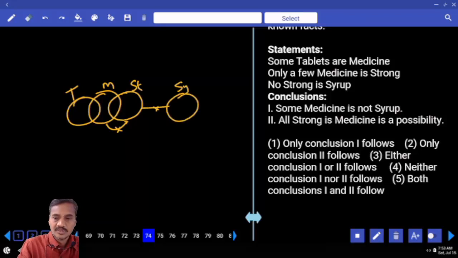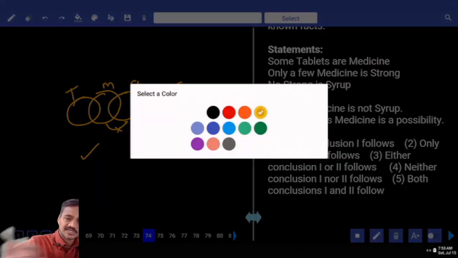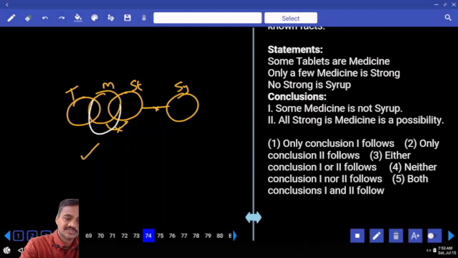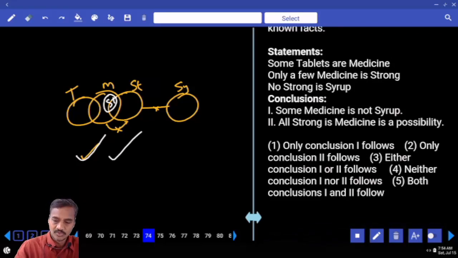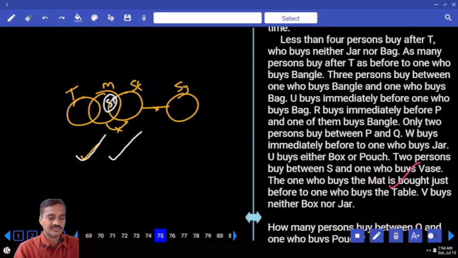Then first one, some medicine is not syrup, that is definitely true. And some medicine is not syrup means to make this one false, I need to prove all medicine are syrup. Now is it possible to write this entire medicine like this? No. There is no chance to write the whole thing. Hence alternate diagram cannot be drawn, this will be true forever. And second, all strong is medicine is a possibility. Now this entire strong is a part of this medicine like this or not? Yes. Hence both the conclusions are true, both 1 and 2, choice by question number 74.